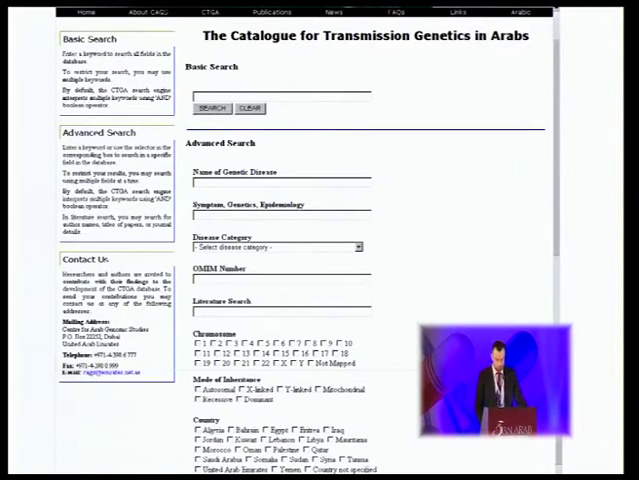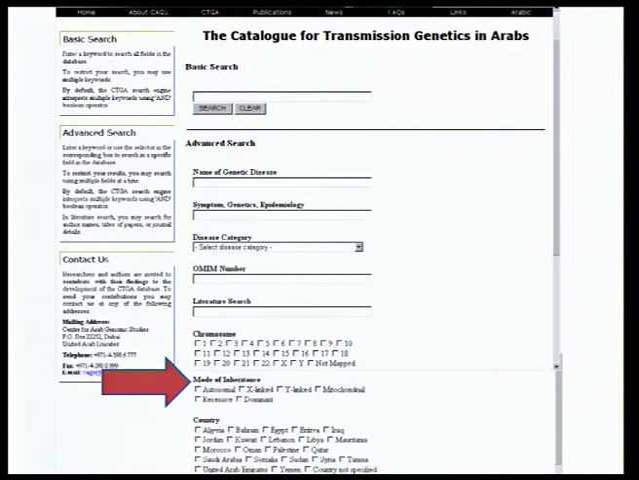We can have a look at where the gene is located. We can look at data from a certain country. We can also find out about the disease phenotype, the category of the disease, and also the mode of inheritance. More importantly, we can also search the literature, and that's very important for students and for people who are writing the discussion part of their papers.